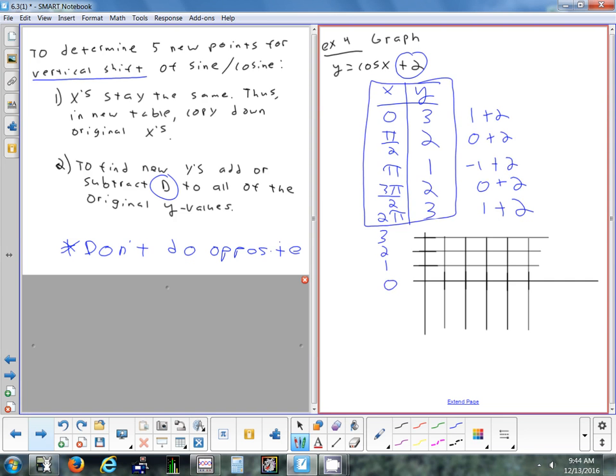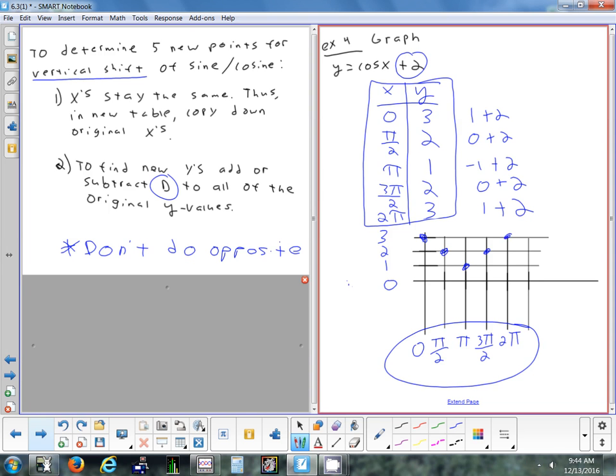Now when I label my x-axis and y-axis, I might have to adjust a little bit. Okay, I've got to go up to 3. And I'm going to label this 0, pi over 2, pi, 3 pi over 2, 2 pi. What's nice when you do a vertical shift, these values never change. Every time. Always the same. Okay, so we're at 3, 2, 1, 2, 3. So that's my cosine function shifted up 2 units.